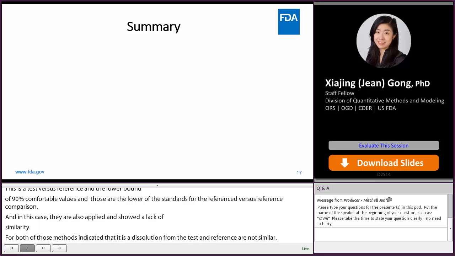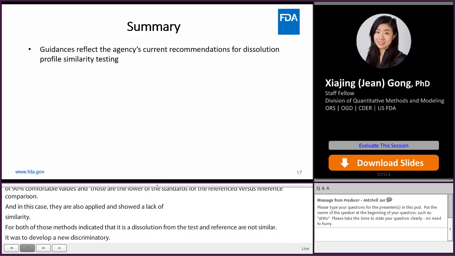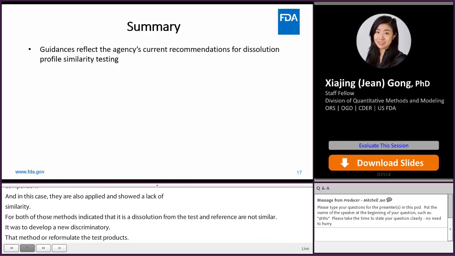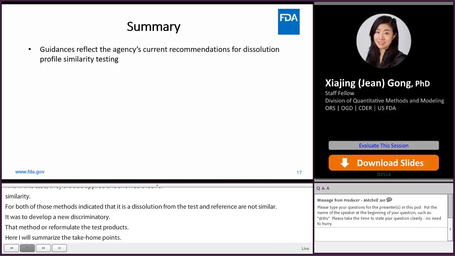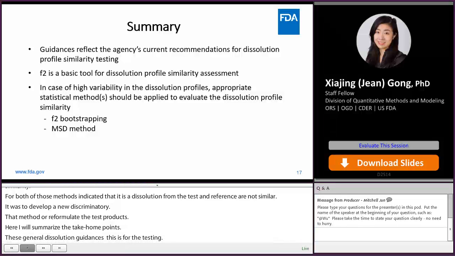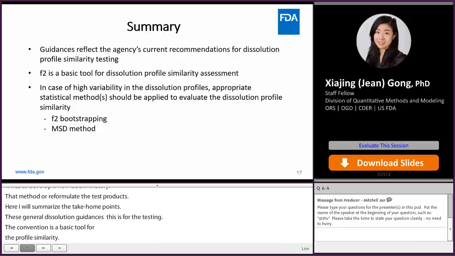Here, I will summarize the take-home points. Guidances, including general dissolution guidances and product-specific guidances, reflect the agency's current recommendations for dissolution profile similarity testing. Conventional F2 is a basic tool for dissolution profile similarity assessment. In the case of highly variable dissolution data, appropriate statistical methods should be applied to evaluate the dissolution profile similarity. The commonly used ones are bootstrapping F2 and MSD method.